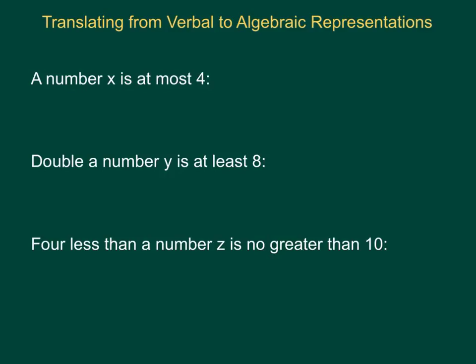One thing that is often tricky is translating from a verbal to an algebraic representation of an inequality, so I'm going to try some practice with that here. We could say a number x is at most 4. I think about the two things I'm comparing: the number x and the number 4. If I remember from the last slide, at most generally means less than or equal to. That means that at most, x can be 4. It's allowed to be less than 4. So it's x less than or equal to 4.